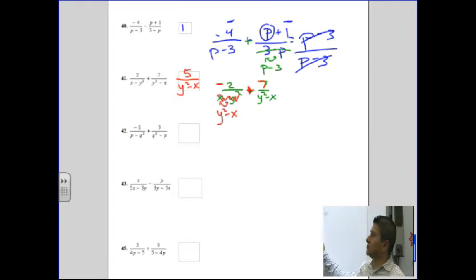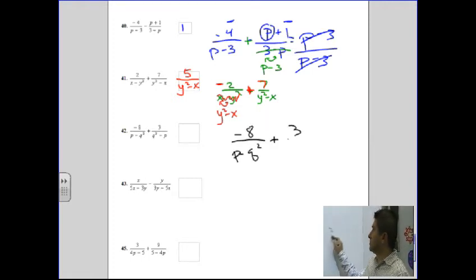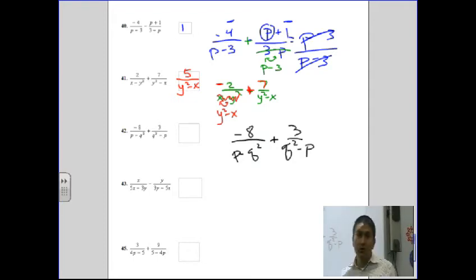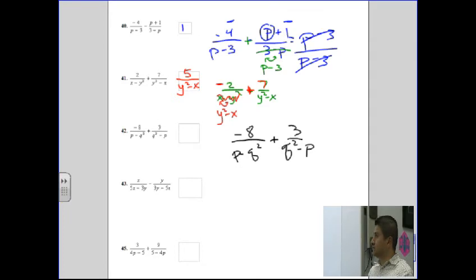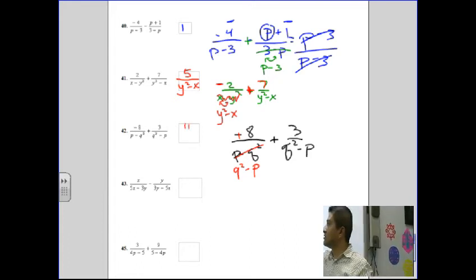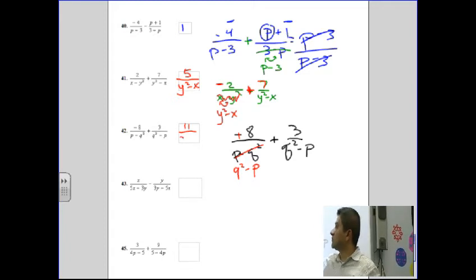Let's try number 42. Negative 8 over p minus q squared plus 3 over q squared minus p. Reverse the denominators, the p minus q squared and the q squared minus p. Which one do you want to switch? It doesn't really matter. Let's switch the one on the left. The negative pops up, turns the negative 8 into a positive 8. Then I can combine the tops, and that'll give me 11 over q squared minus p.